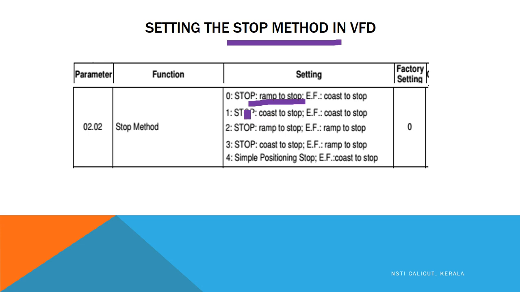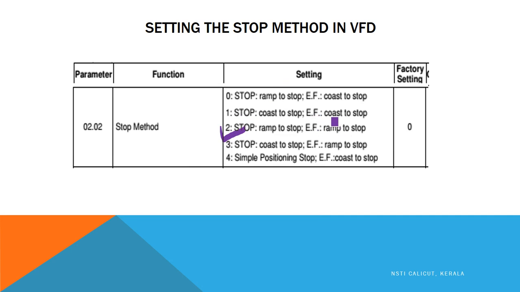We will be seeing some conditions here. What is the parameter? It is parameter 2.02. It is known as the stop method. And there are options of 0, 1, 2, 3 and 4.